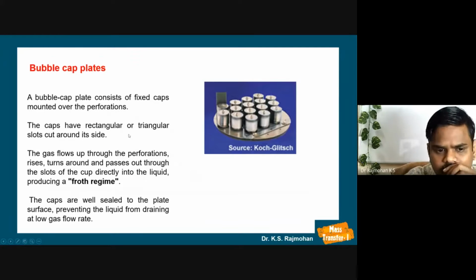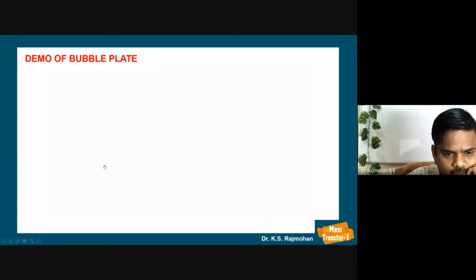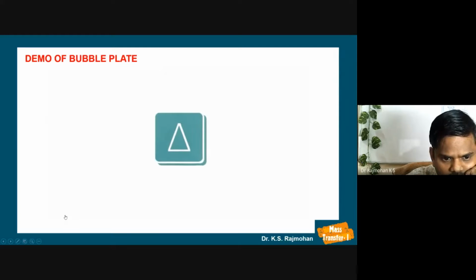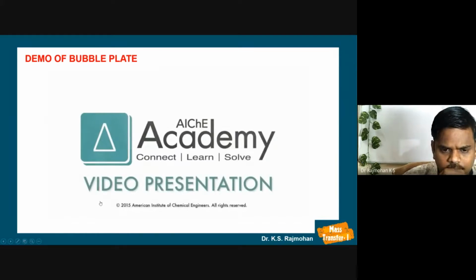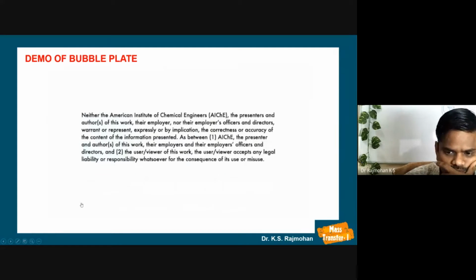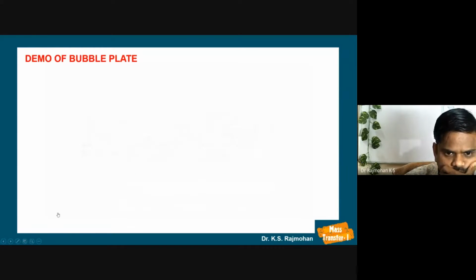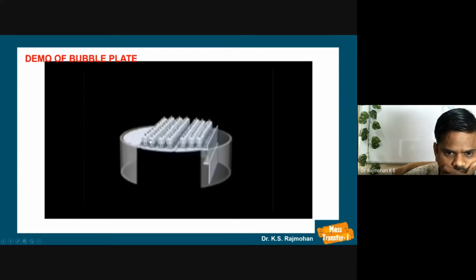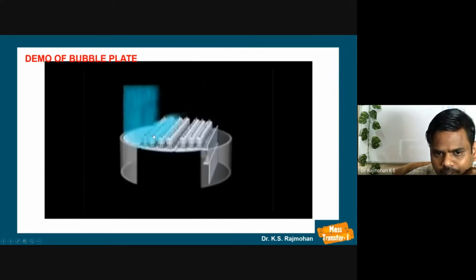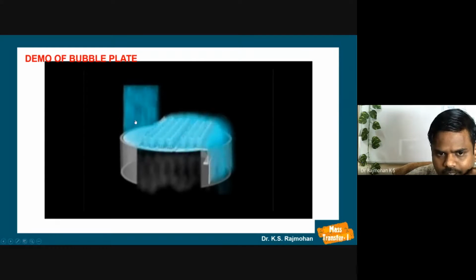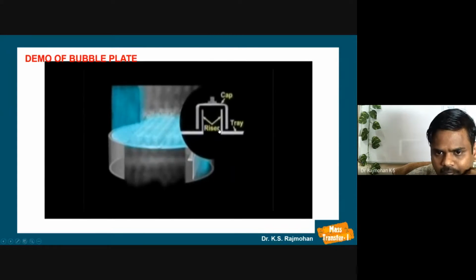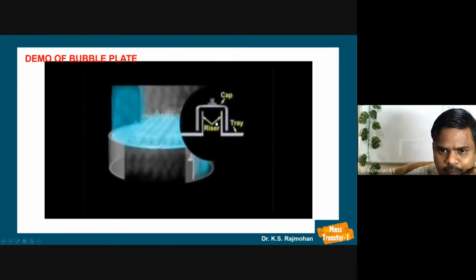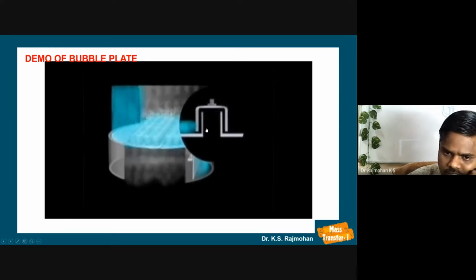Another one we will see is the demonstration for a bubble cap video. You can see the bubble cap, we have so many caps. Again, liquid will be going in cross current, and vapor will be going in an upward direction. This is what a typical cap will have: a cap and a riser. This cap will move up and down similar to our pressure cooker cylinders arrangement.